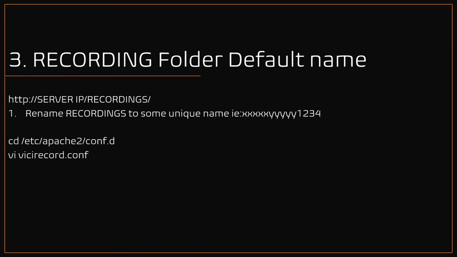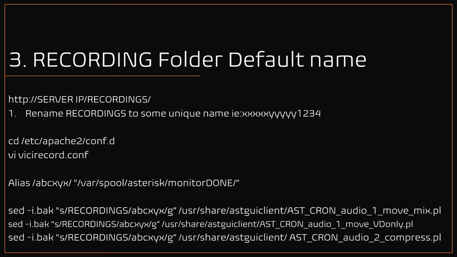To rename this name, you need to edit the file named vcrecord.conf, under the etc, apache2, conf.d folder. Now rename the word recordings to some name, for example I use abcxyx. Finally, you need to edit the vcdial scripts to use this new recordings path name. There are 3 scripts to edit. I use the sed command to replace the word recordings with our new path name. I have provided these commands in this video description.